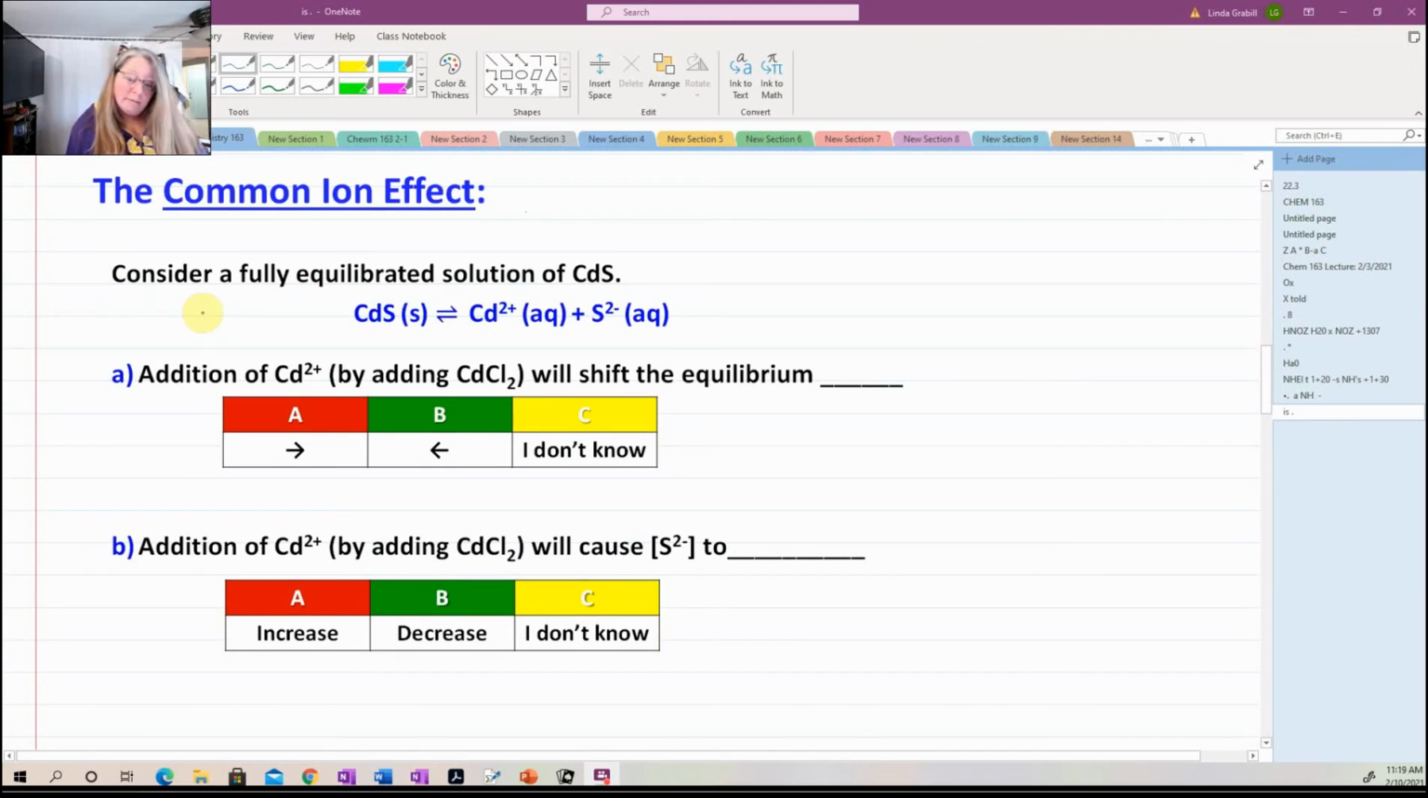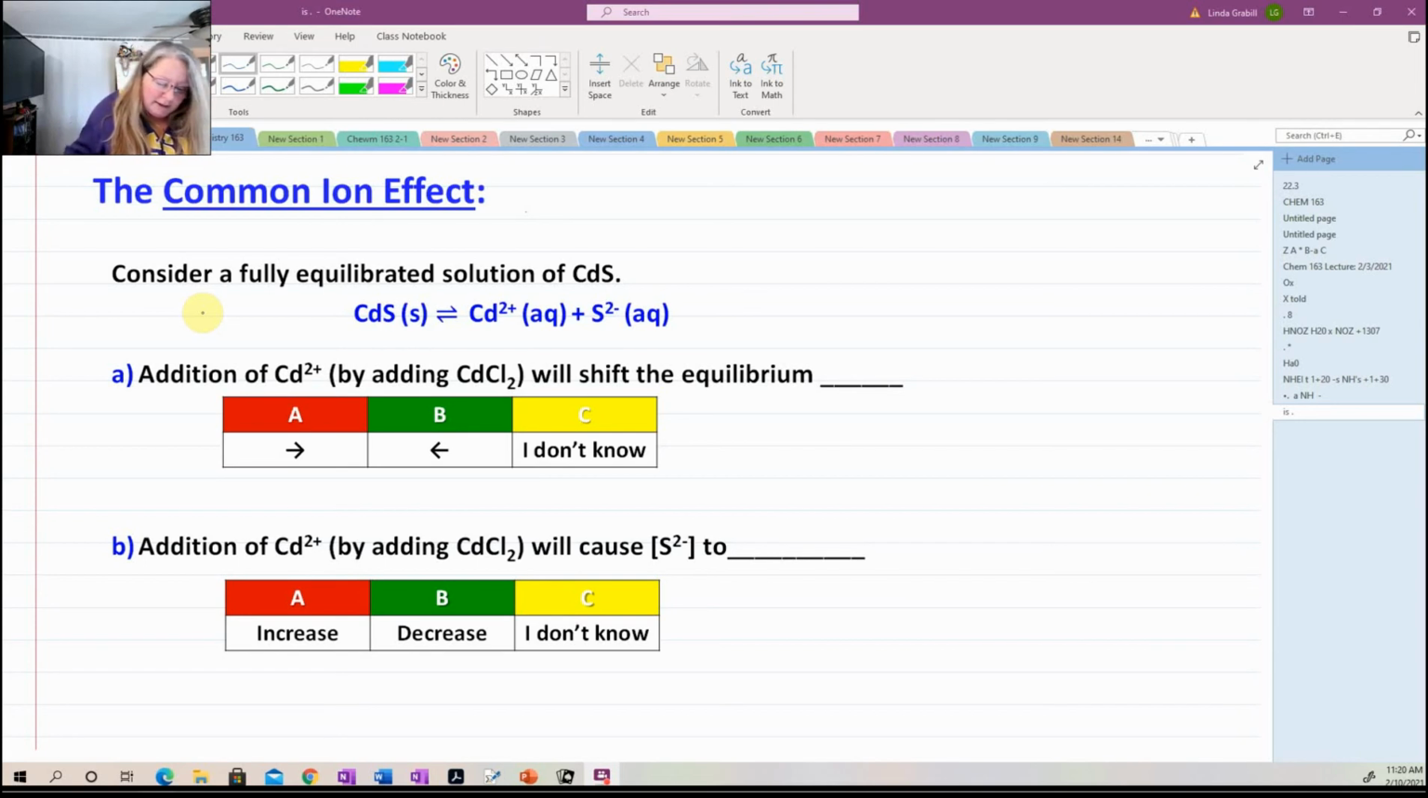I'm going to put cadmium sulfide in water, and I'm going to produce cadmium 2+ and sulfur 2- ions. If I were to add cadmium 2+, tongue twister, by adding something like cadmium chloride, do you think that will impact the equilibrium? And if so, is it going to shift it to the left, to the right, or you don't know? Pause and think about it.